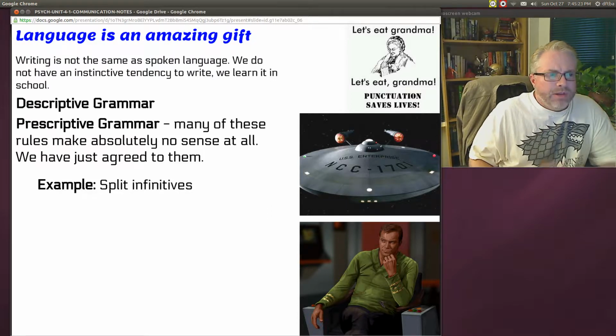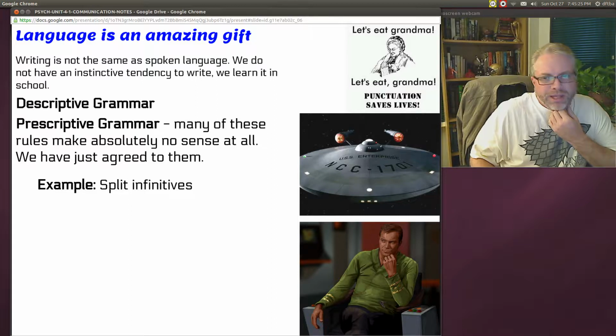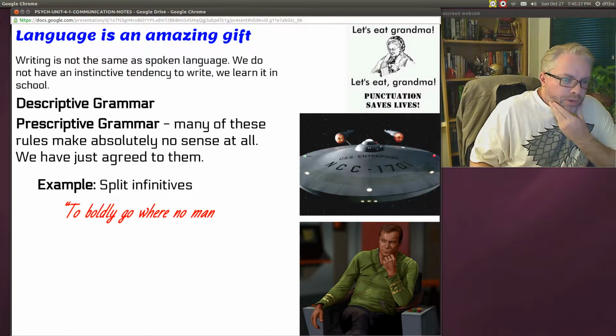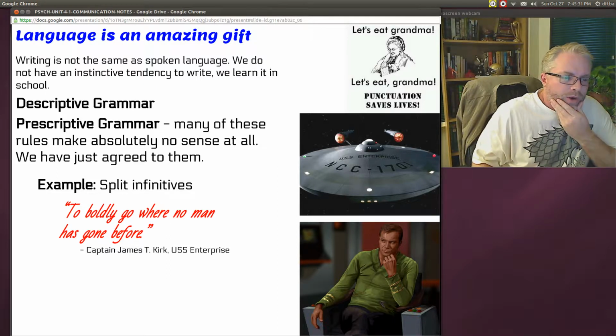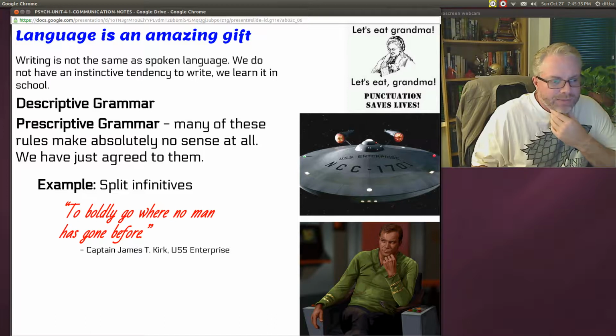A good example of prescriptive grammar would be split infinitives. To go boldly where no man has gone before. That's, of course, the quote from Captain James T. Kirk of the USS Enterprise from Star Trek.